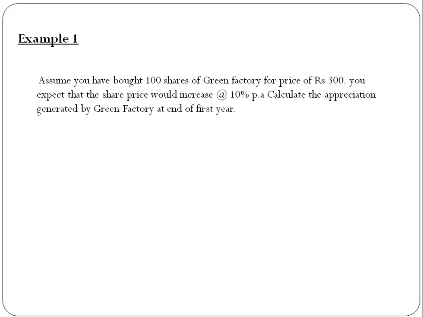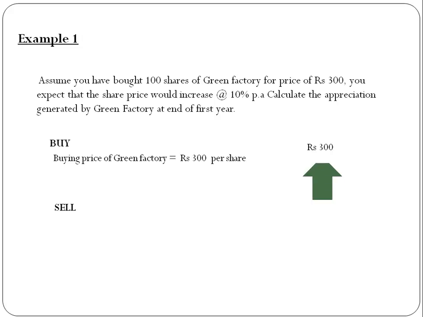As we have seen in the previous slides, there are two basic actions involved for any investor. One is buying, the other one is selling. You are about to buy 100 shares of Green Factory for a price of rupees 300. Hence the total value of buying would be 300 into 100 quantity of shares, which is 30,000 rupees.